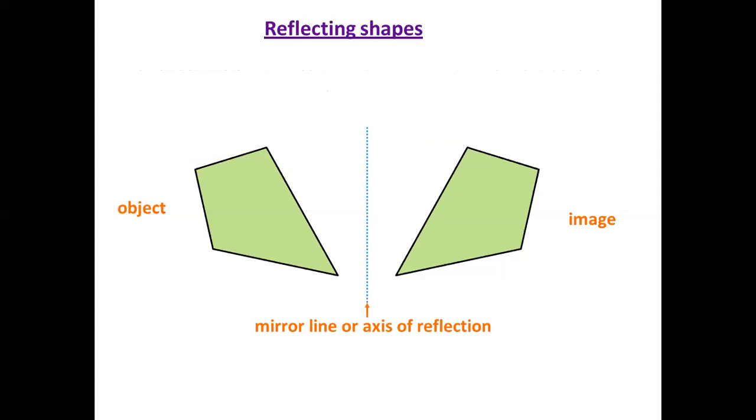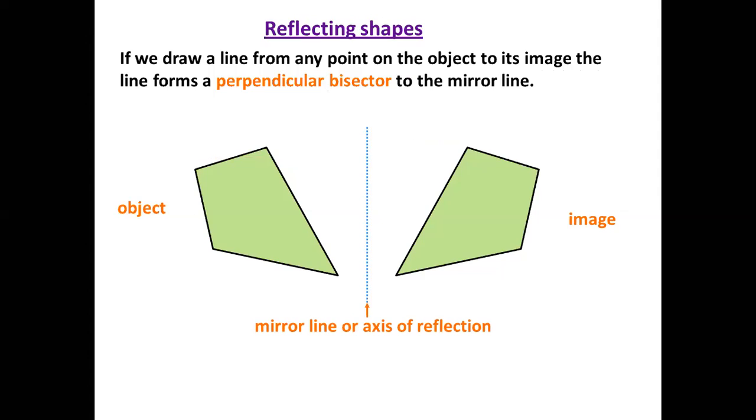Now if we draw a line from any point on the object to the image, the line is formed perpendicular bisector to the mirror line. يعني guys لو جينا احنا رسمنا اي خط in between, look at these، هي بيكون دائما اول شيء it's divided into two equal parts وراح يكون perpendicular مع الميرور لاين اللي احنا رسمينه اصلا. Always.